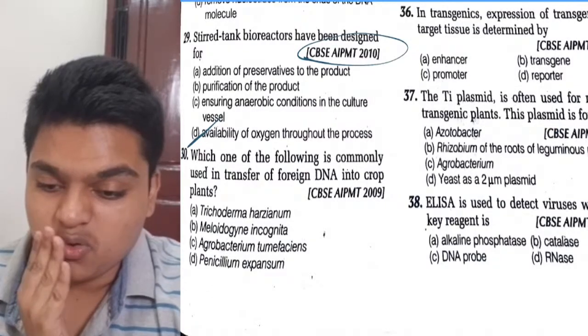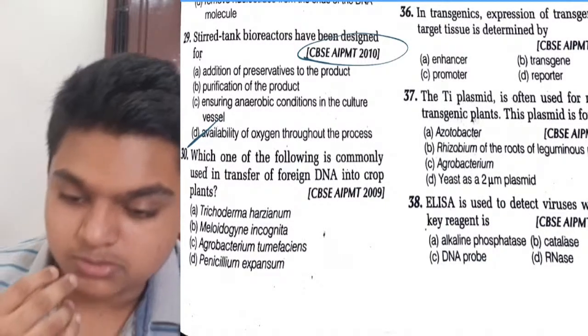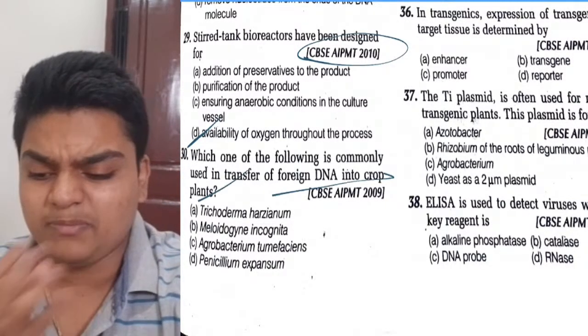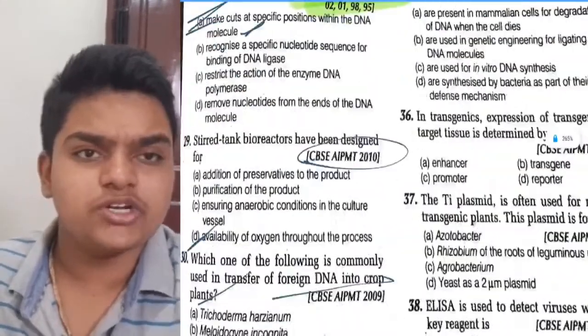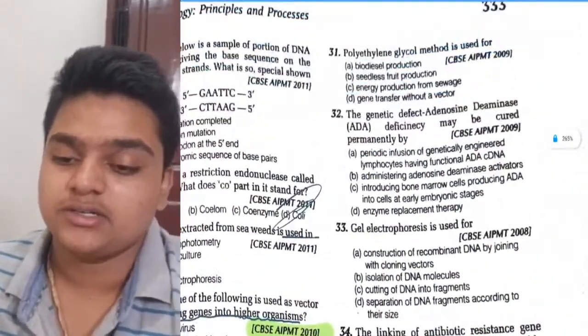Next. Which one of the following is commonly used for the transfer of foreign DNA into crop plants? Very easy. Agrobacterium tumefaciens, no need to worry. Agrobacterium is the answer. Completed.